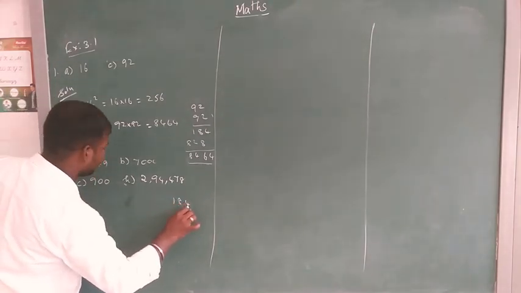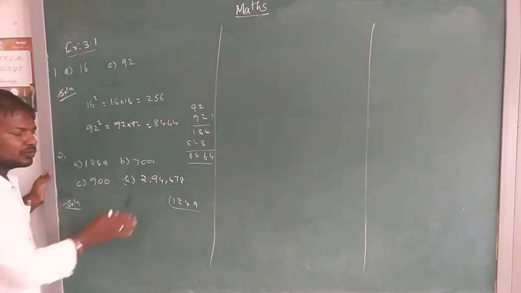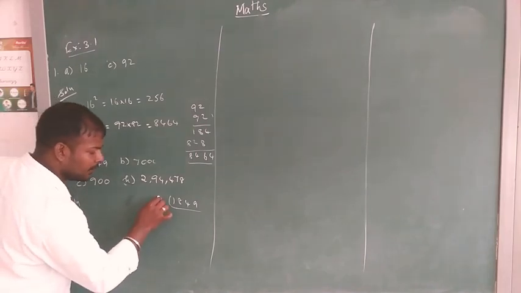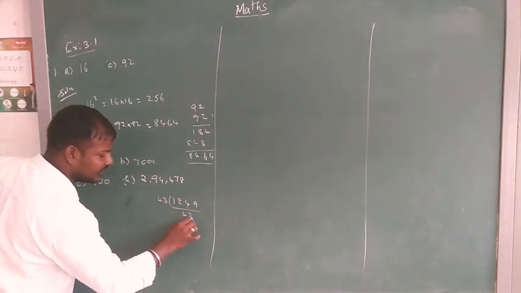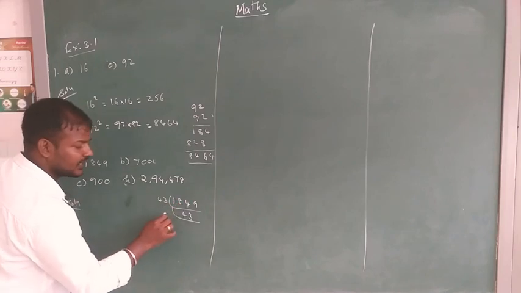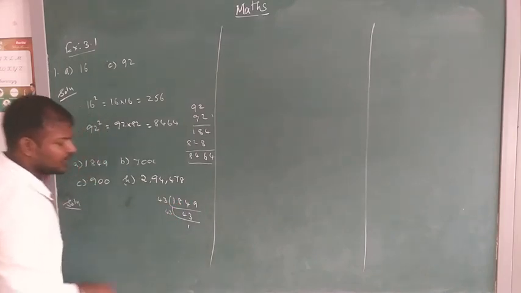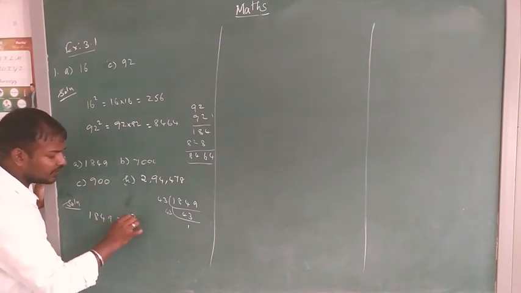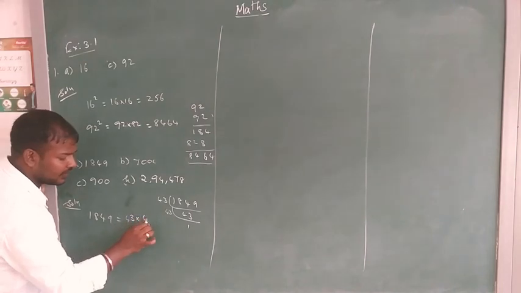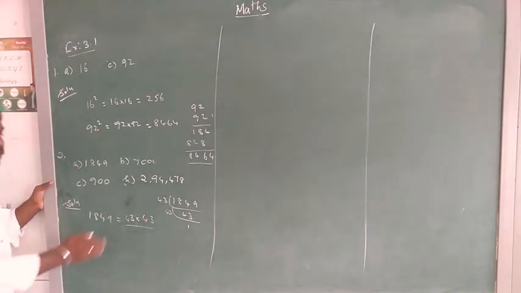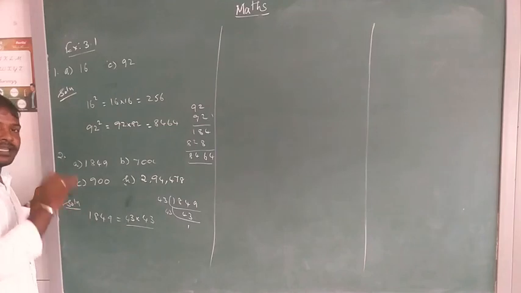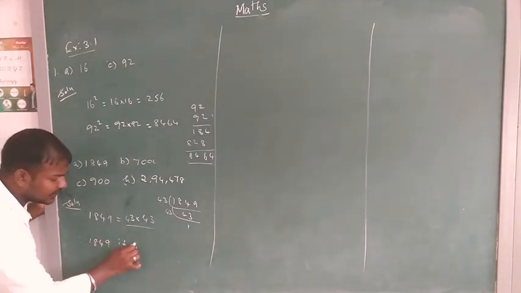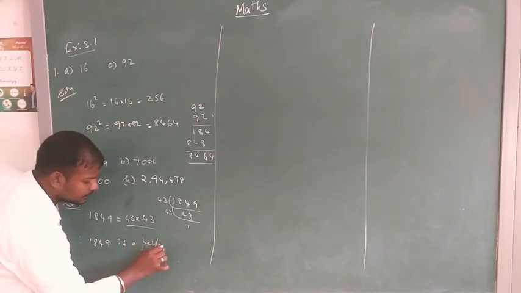So 1849, you check it. What are all the possible factors we can get? The only possible factor is 43. 43 into 43, you will get 1849. So 1849 is equal to 43 into 43, and you can pair it. If you are able to pair off your number, that is a perfect square. So 1849 is a perfect square.